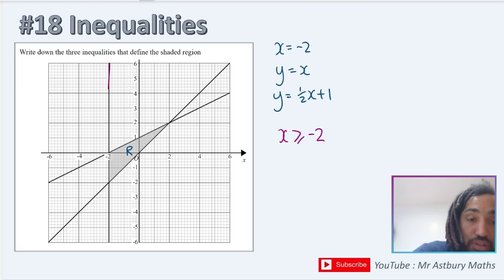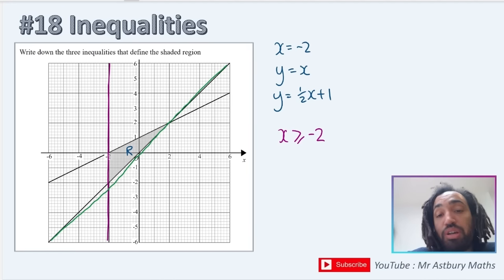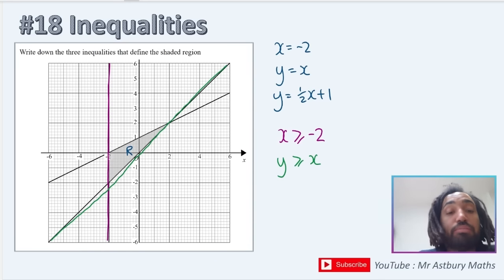And that was this vertical line here. Let's now look at this line going across like this. Now, is the region above or below? Well, it's above, so therefore I write y is greater than or equal to x, because it's above.